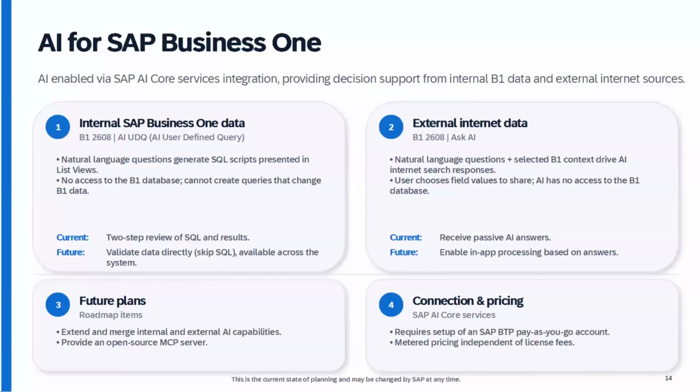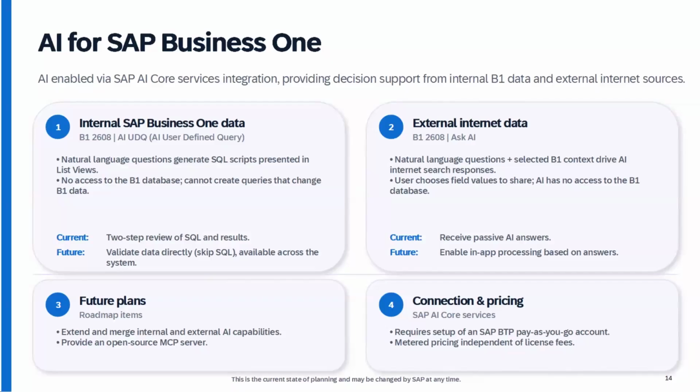Okay, with that in mind, what is our vision in terms of the applications within the web client? What we've shown you today, first of all, in section one, is how to access internal SAP Business One database data, and we do that using the AI UDQ. At the moment, there is a two-step process. We ask a natural language question, we generate the SQL statement, and we have the opportunity to change that statement. And we need to, because let's face it, LLMs are not perfect yet, and we need to make sure that the SQL statement is accurate and the information we're getting out of it is accurate.